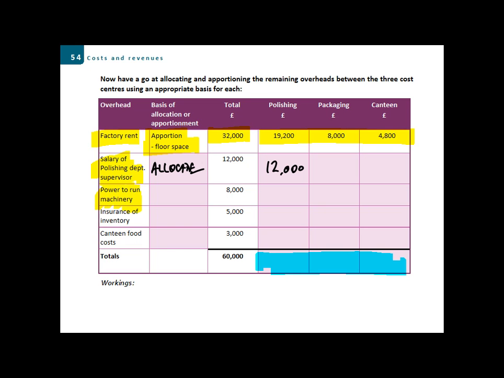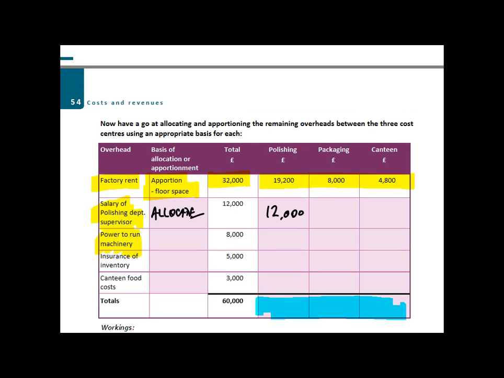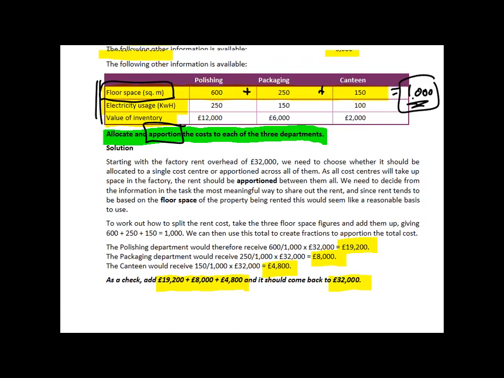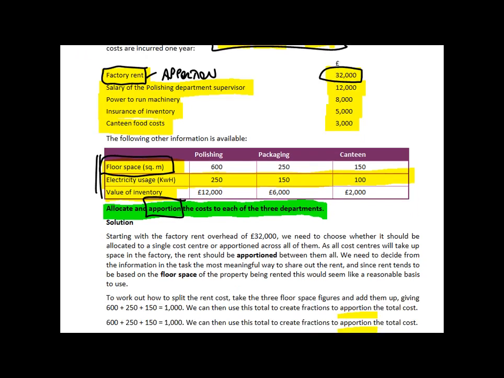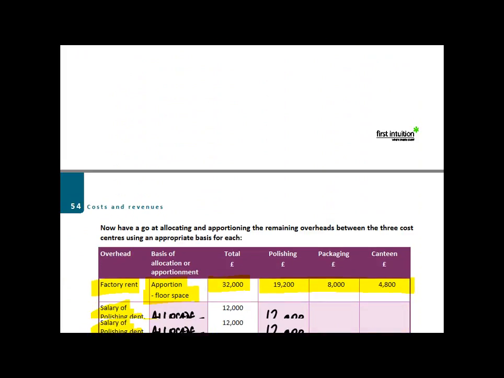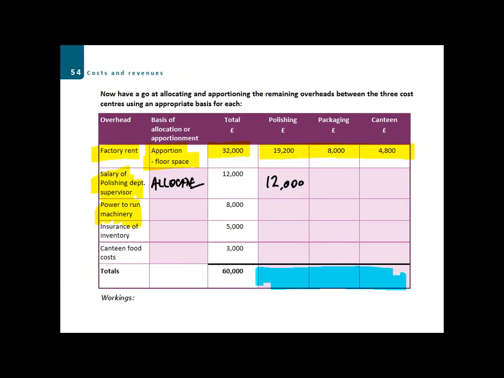I've then got power to run machinery. Now this is an electricity charge, and from the information we were given, it's clear that each department has some machinery because they've all used some electricity. So I think that as a first decision, I'm going to apportion the power cost.